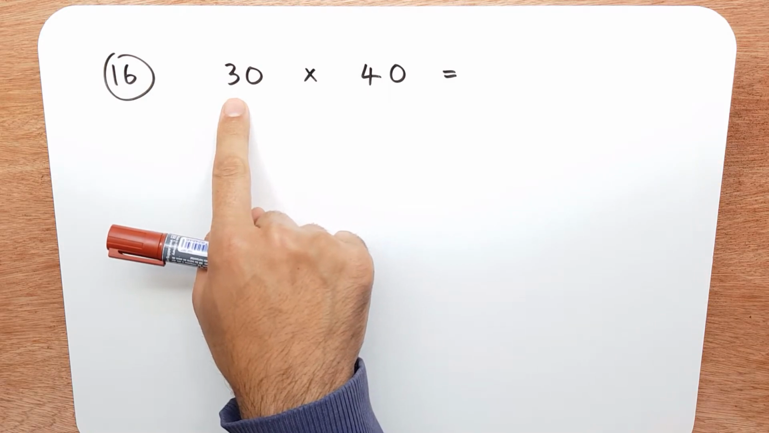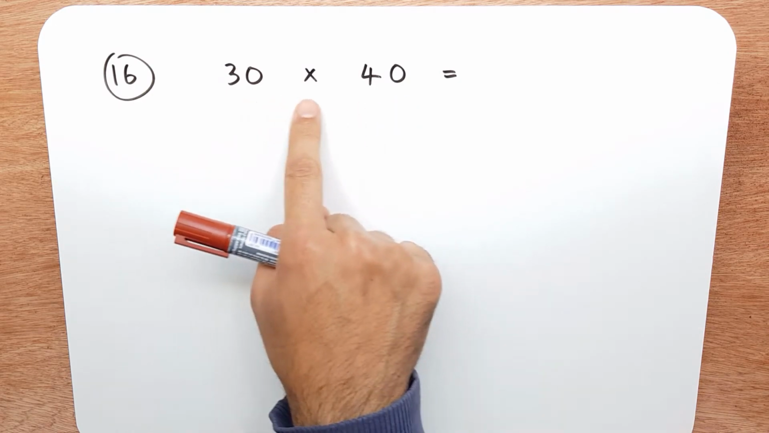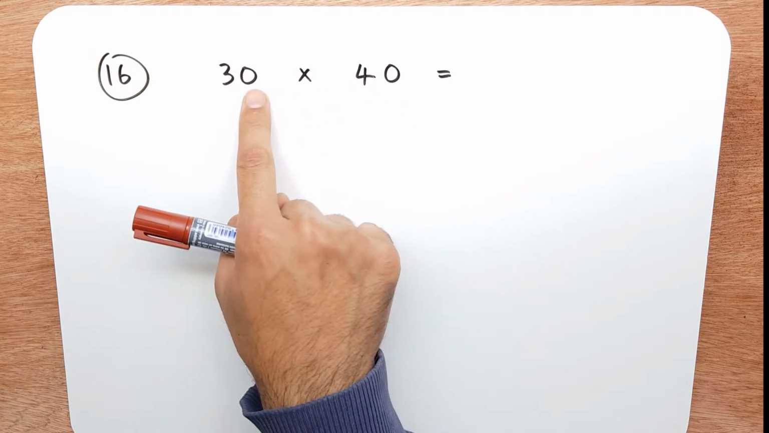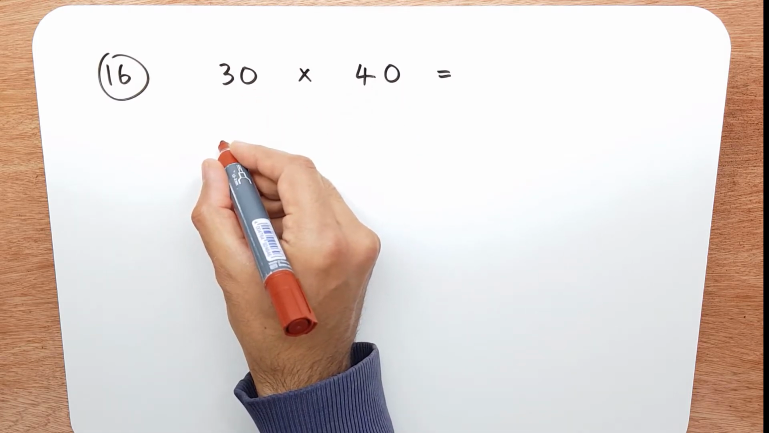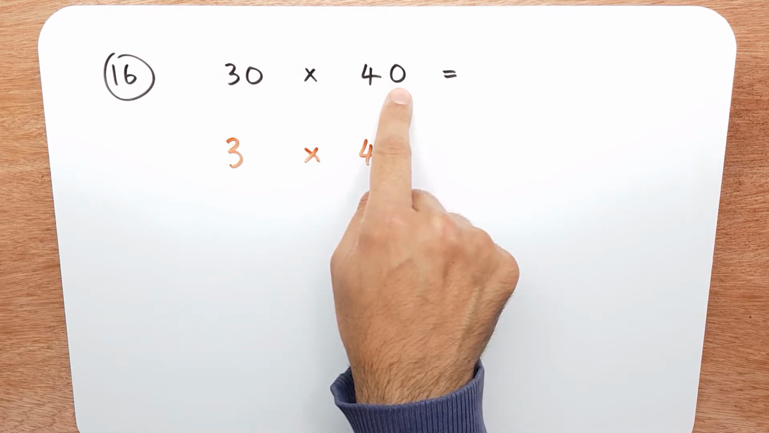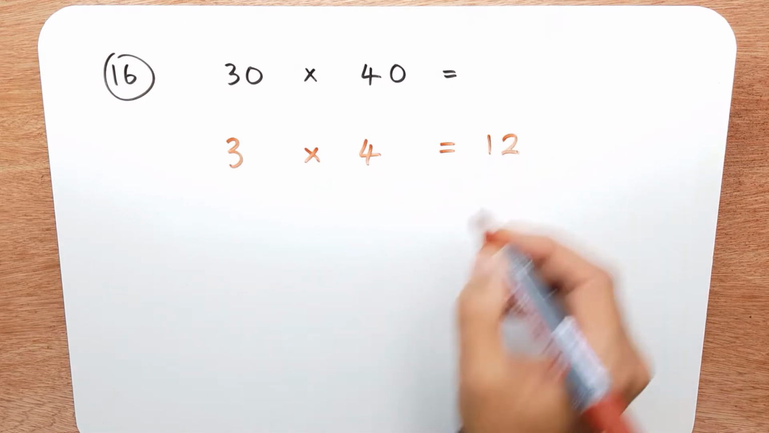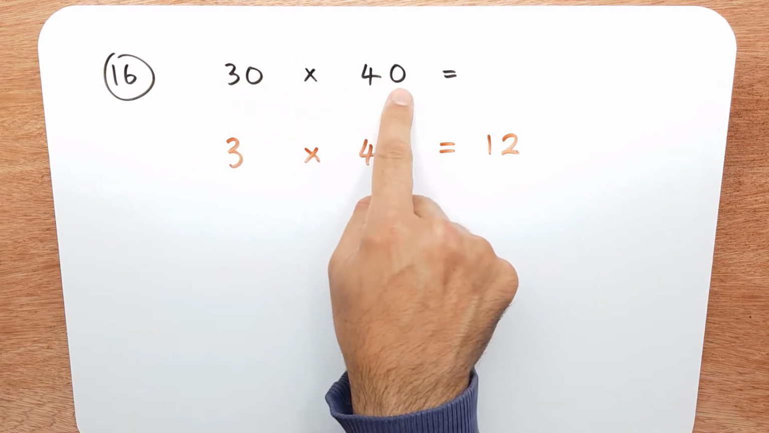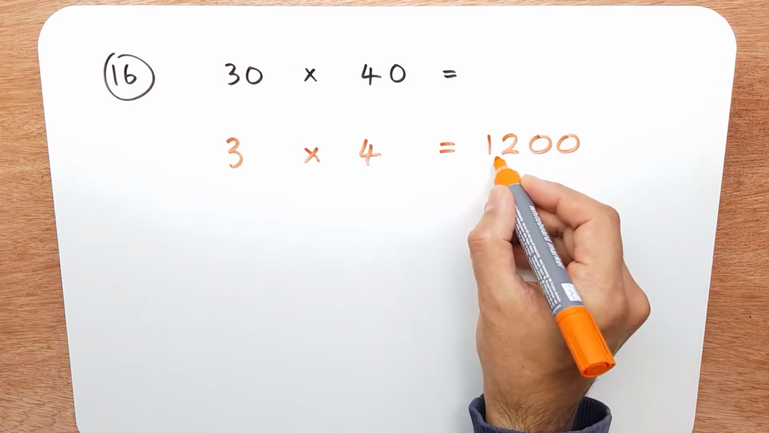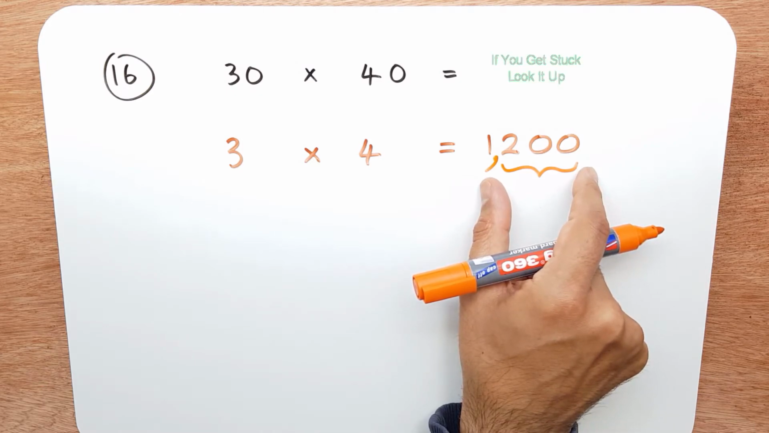Question 16 tells us to multiply 30 by 40. So it's 30 times 40. Now if you look carefully, they both are whole numbers and they end in 0. So what I can do is I can do this calculation. 3 times 4. So what I've done is I've hidden these 2 zeros. 3 times 4 is 12. Now what I do is I simply bring these 2 zeros back here. And as before, 1, 2, 3, comma. This here is my thousands. So it's 1,200.